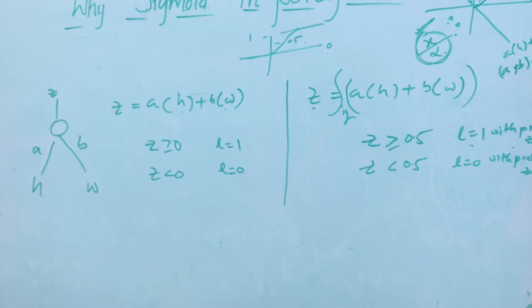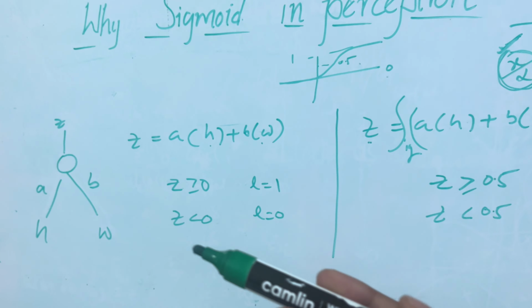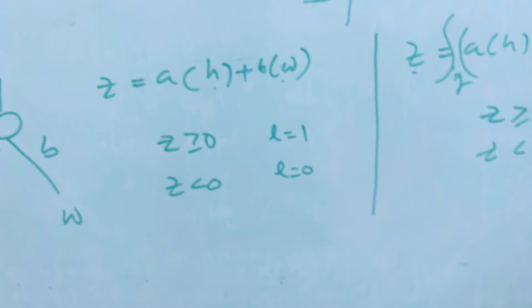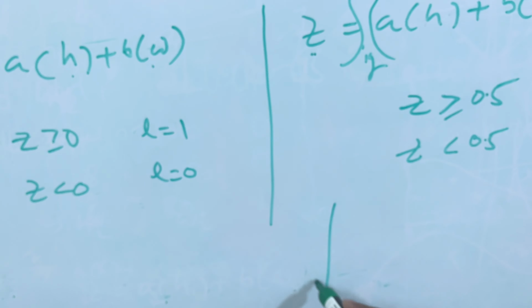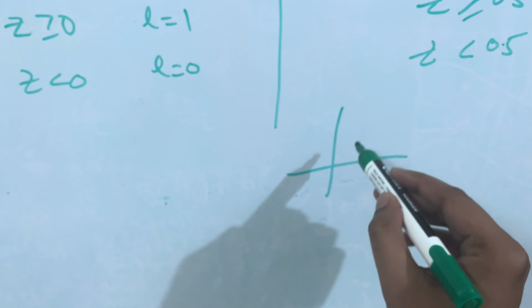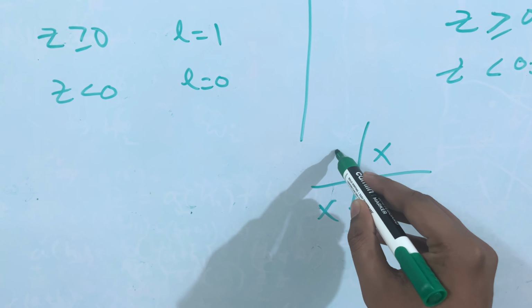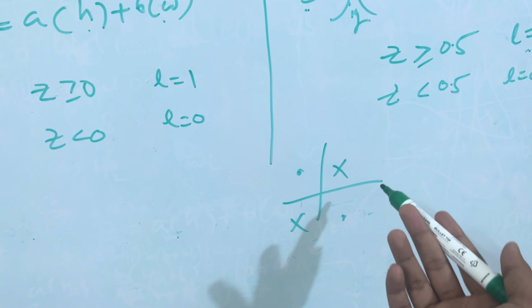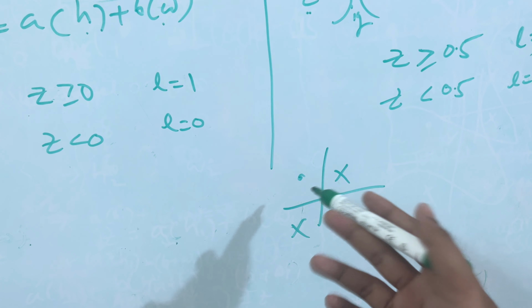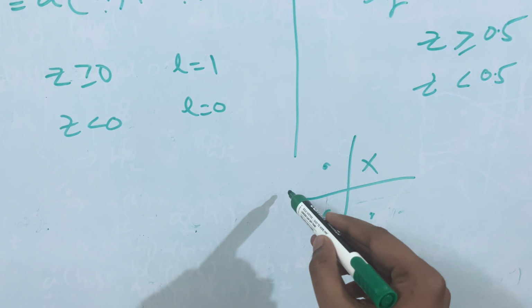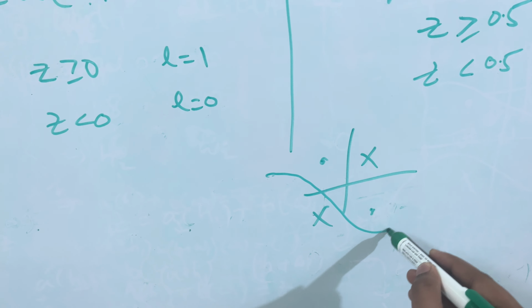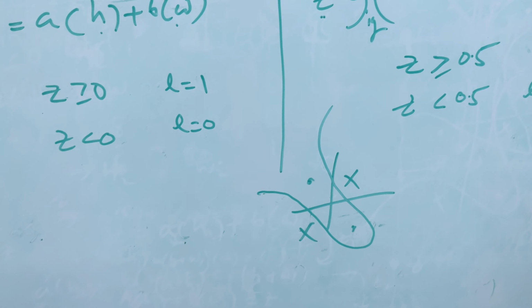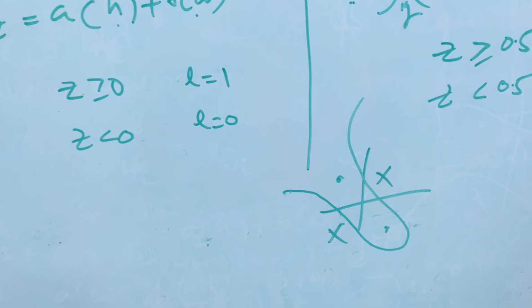One more issue without introducing sigmoid is when the points are not linearly separable. See, in this region no linear line can separate the crosses and dots. There is only one way, we have to separate in this way. So this is a curve, this is not a line.